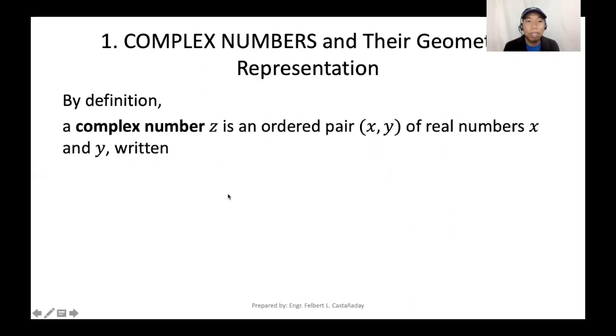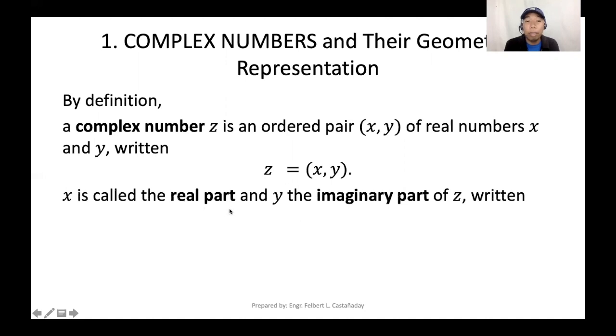By definition, a complex number denoted by the letter Z is an ordered pair of real numbers x and y, written as the complex number Z equals (x, y), where x is called the real part and y is the imaginary part of the complex number Z. You may see this notation: Re Z means the real part of the complex number Z, in this case x, and Im Z means the imaginary part of the complex number Z, denoted by the letter y.